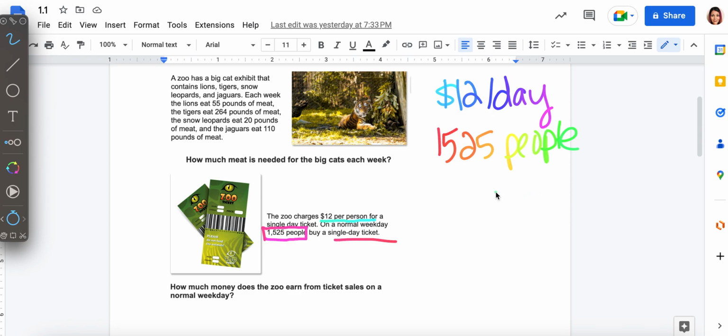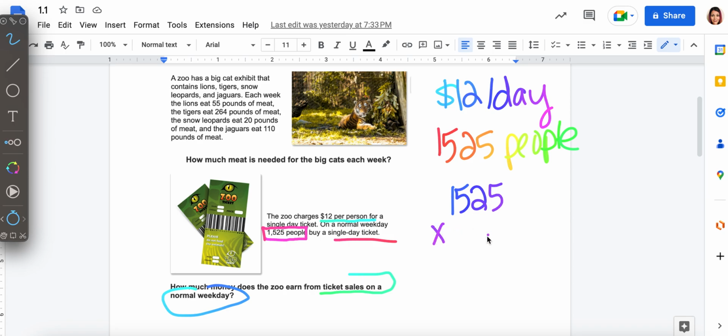It's good. And it says, how much money does the zoo earn from ticket sales on a normal weekday? Well, we know they get $12 a day for each person, and we know there's 1,525 people. So if you don't know what to do, you can make a simpler problem. If it's $12 a day and we have 3 people, you'd be like, oh, that's 36. What did I do with 12 and 3? Well, I multiplied them. So we're going to do the same thing here.